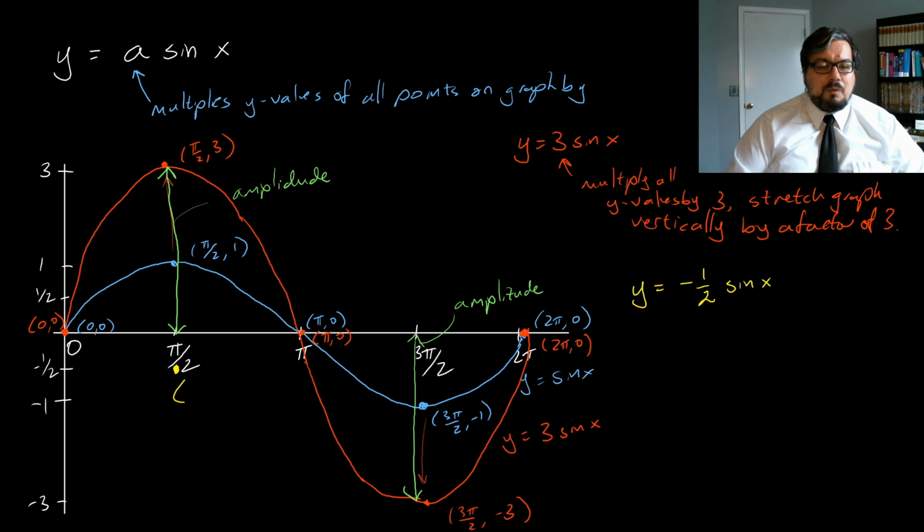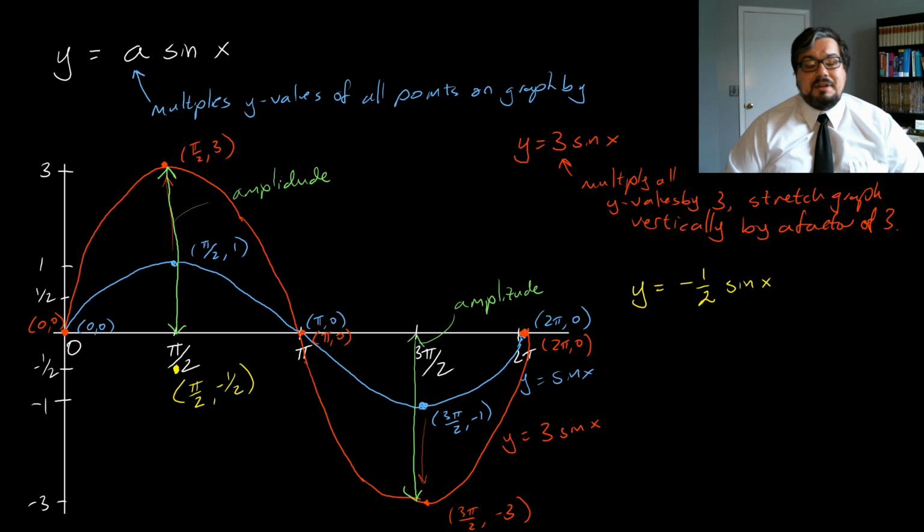So our y-coordinate of 1 for this first point here, for pi over 2 comma 1, goes to the point pi over 2 comma -1/2, because we're multiplying that y value by -1/2. The point 0, 0 stays the same. The point pi, 0 stays the same, but the point 3 pi over 2, comma -1 becomes 3 pi over 2 comma 1/2, because -1/2 times -1 is +1/2. And then finally we get back around to 2 pi comma 0.